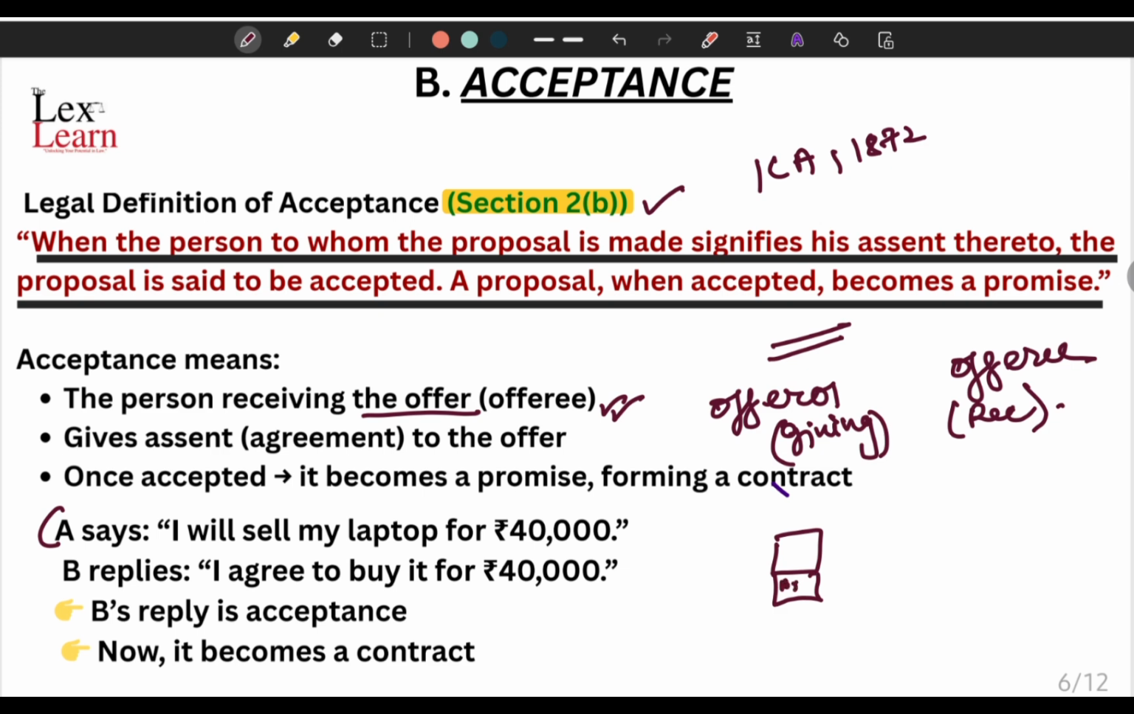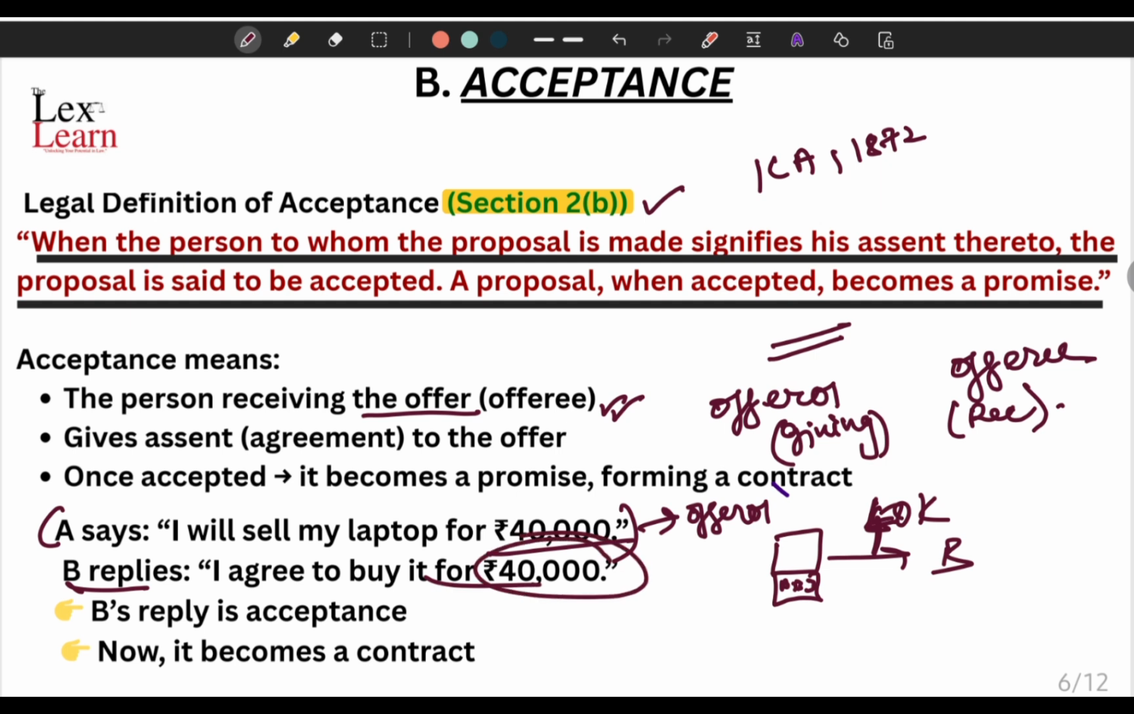Here we have an example where A says to B that he will sell his laptop to B for 40,000 rupees. A is the offerer, and B replies that he is willing to buy it for 40,000 rupees. He is the offeree. So here the legal consideration, money, is exchanged in exchange for a laptop. Hence B's reply is acceptance, and now it becomes a contract. I hope you understood what acceptance is.